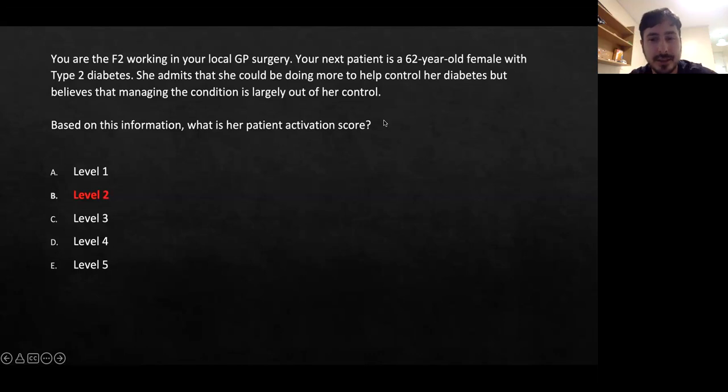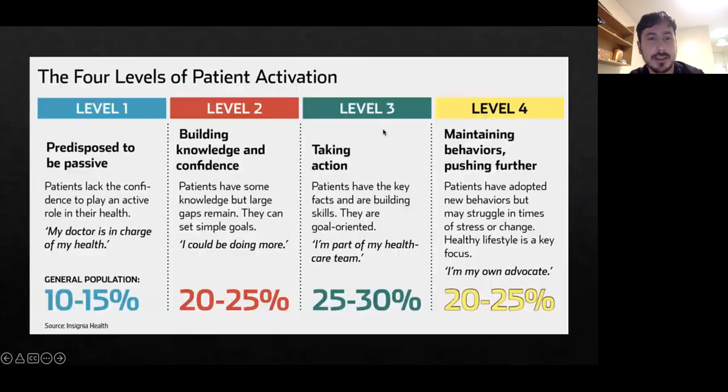Okay, so the answer is level 2. And this brings us on to the patient activation score. Now, this is an extremely niche thing that UCL will undoubtedly test, maybe for one SBA a year. It's a custom score which has 4 levels, and it's meant to determine how self-confident and goal-orientated a patient is in the primary care setting.